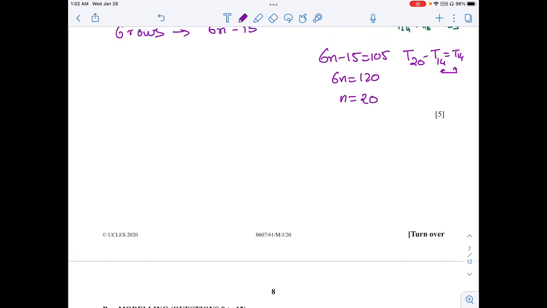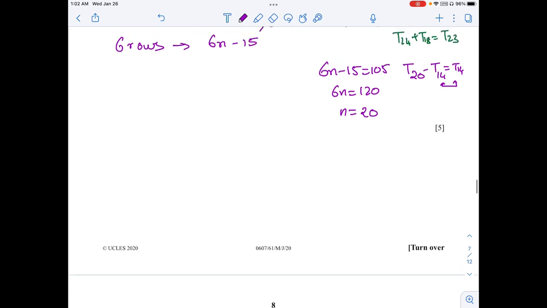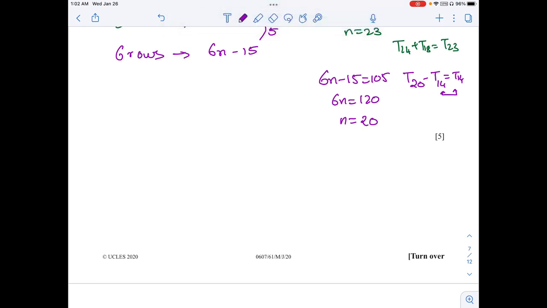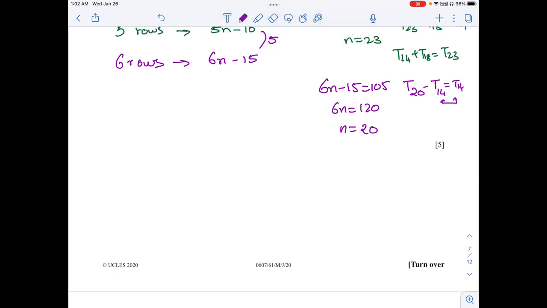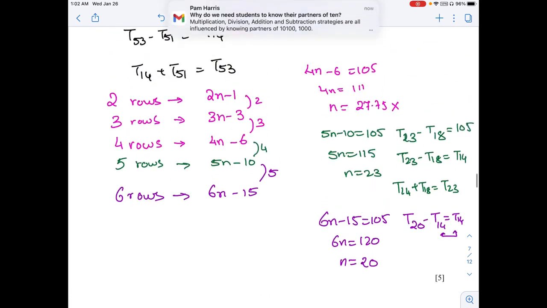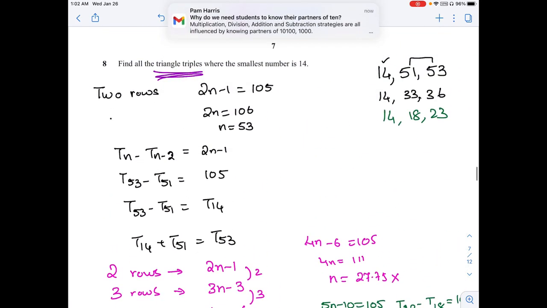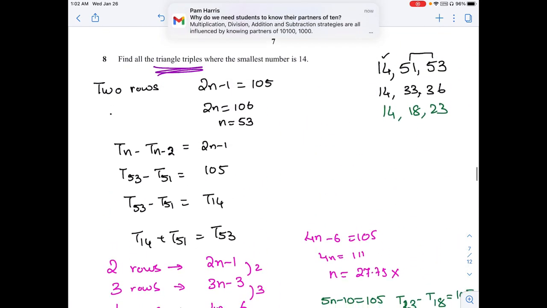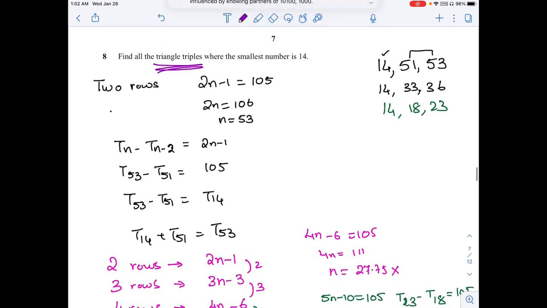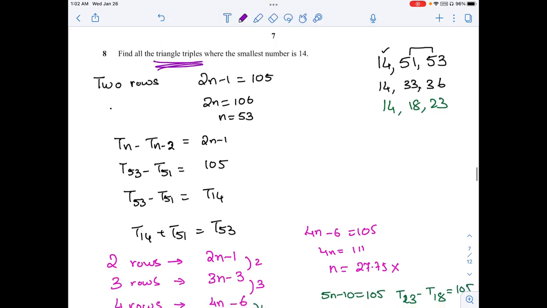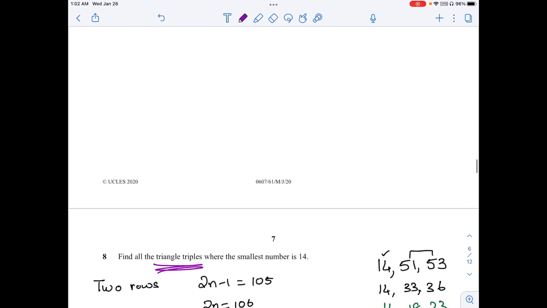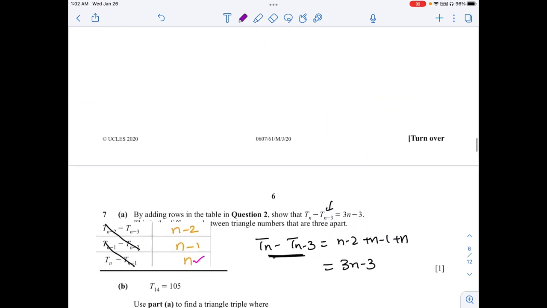So therefore, I don't do it for this one, 6n minus 15 is equal to 105, because it is going to be the same numbers. Triples means it has to be different numbers. So till now we got 14, 51, 53; 14, 33, 36; 14, 18, 23. And have we got any other one?